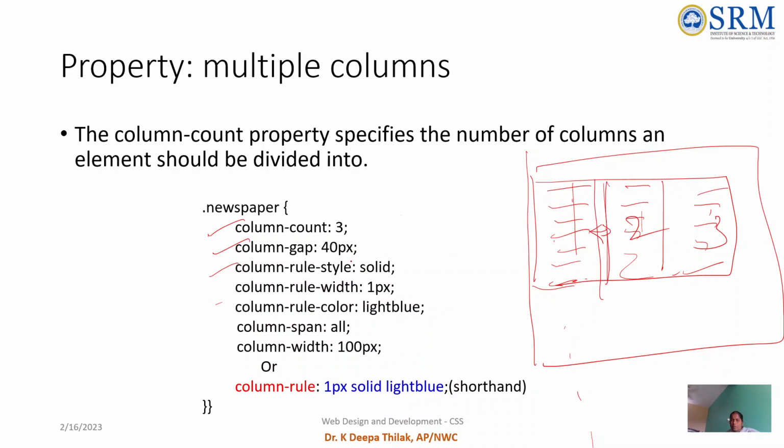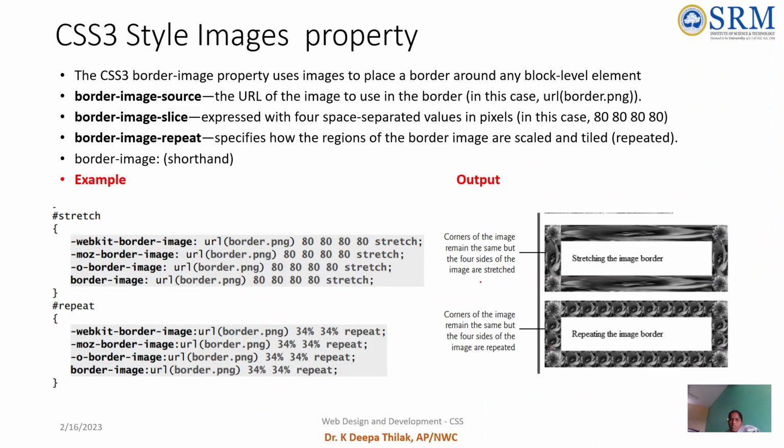What is the gap? Pixels are given. And rule style and rule width. So whether I should put in a double line, dotted line, what style I need and what is the thickness of that line. And color also I can tell. And column span, whether I need to span all the columns and put a title or something, I can put. And column width, what is the width of one column? I can specify that, right? Like that we can generate multiple columns.